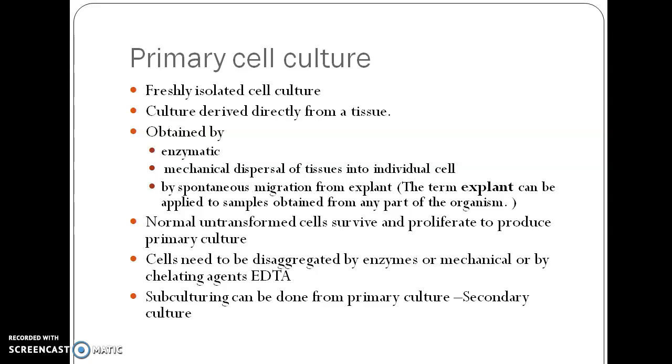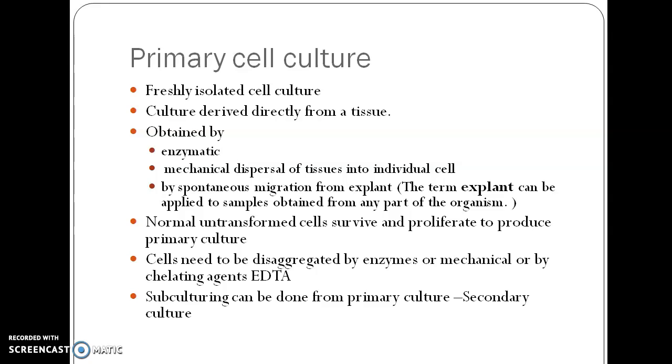You can add an enzyme to it, then it can separate, or you can just jerk it, then it may separate, or it may spontaneously migrate from the tissue. So either way, they can be disaggregated. And when you get the disaggregated cells, you can grow them in a suspension, and that will be your primary culture.